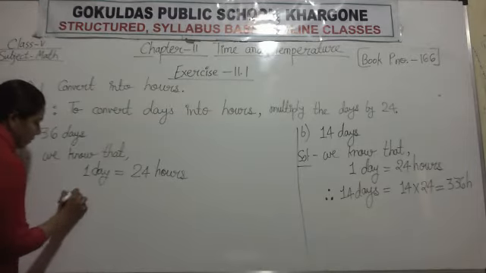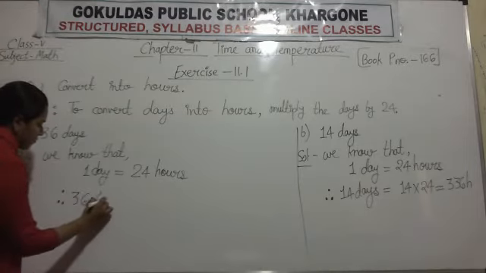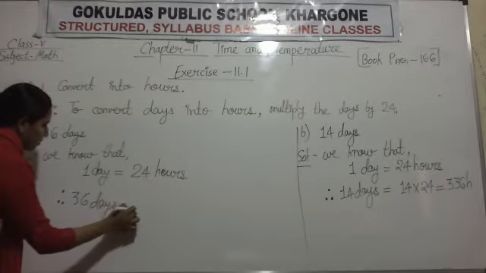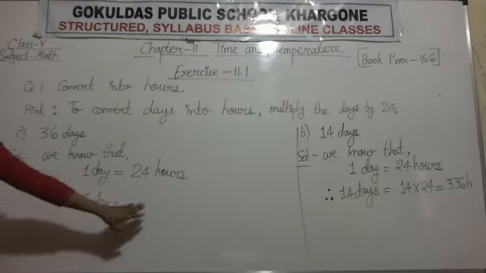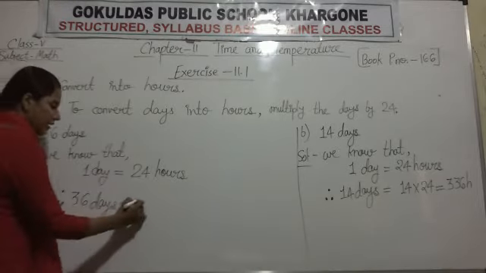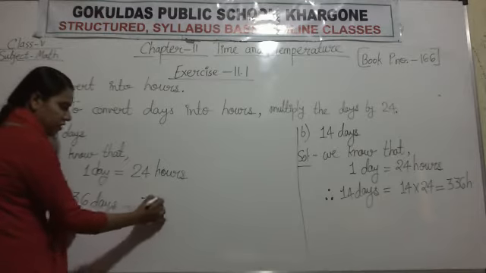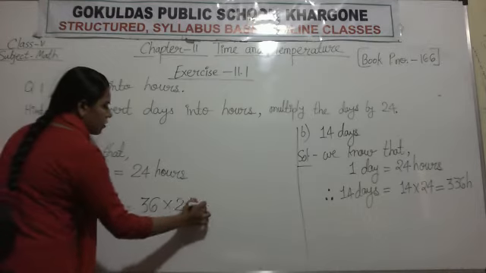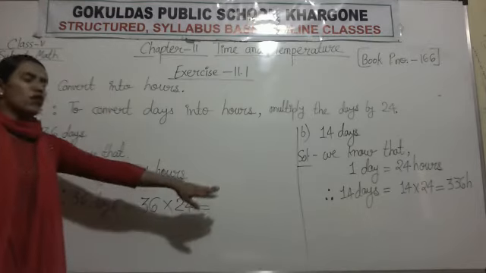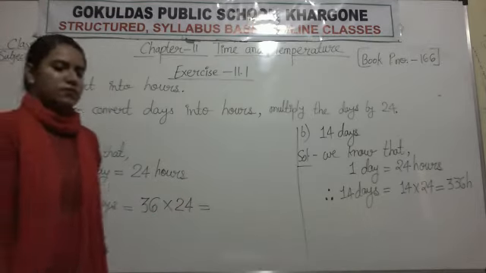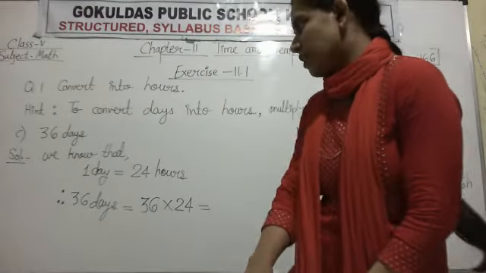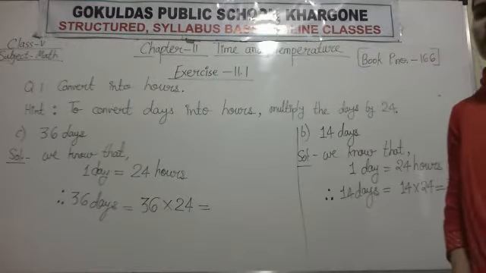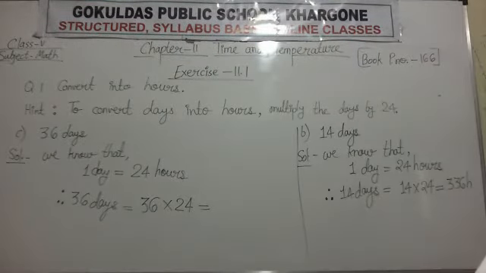Therefore, 36 days is equal to, what is the hint? Multiply the days. How many days do we have? 36 days. So multiply this 36 by 24. Now arrange both the numbers column wise and get your answer. Arrange 36 and 24 column wise and calculate.